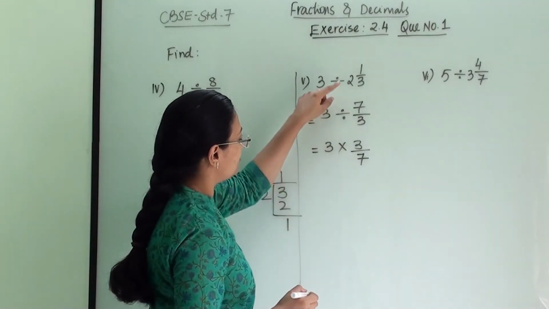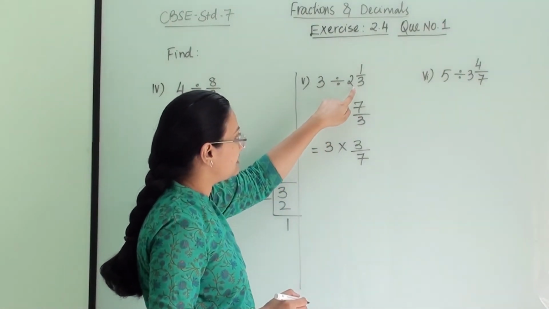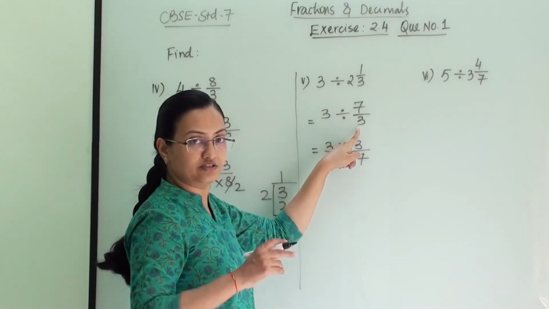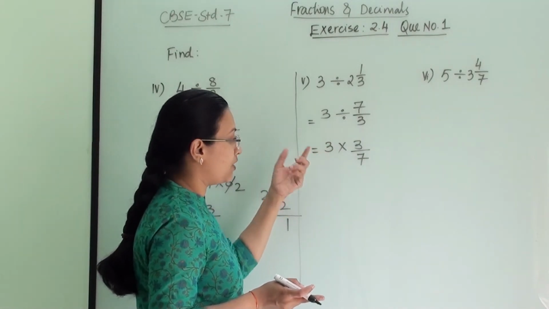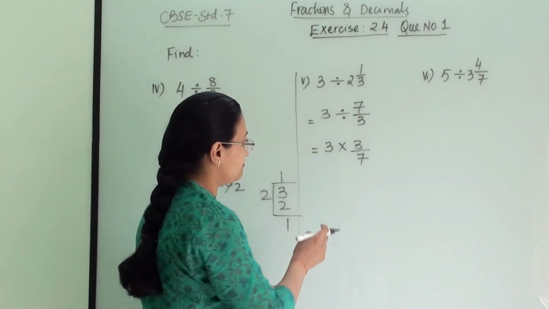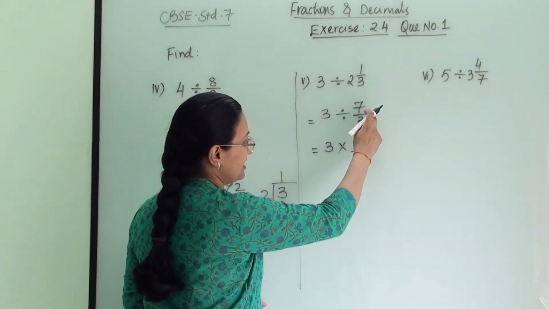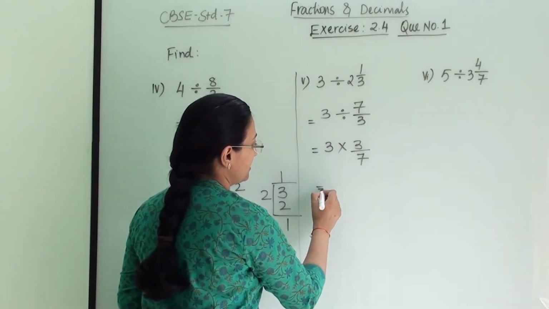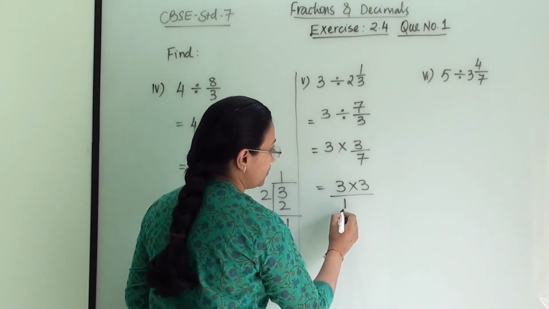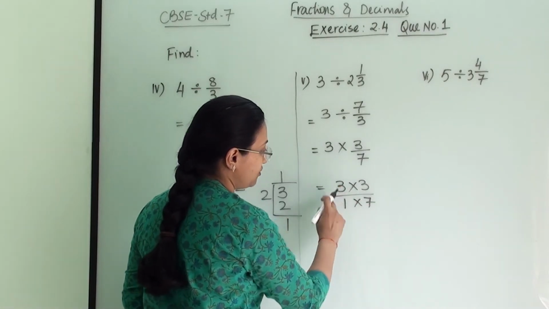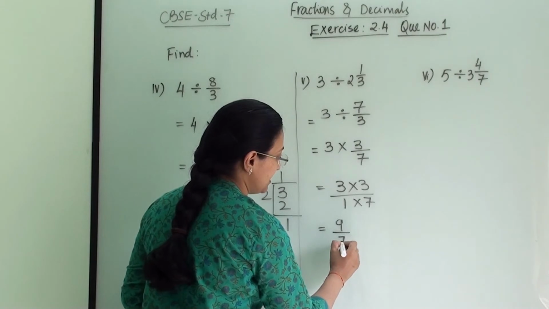What we have done here, we have done one step extra. Here they have given the mixed fraction and we have converted that into an improper fraction. And then in the next step we follow the division as before. We have converted this division sign into multiplication sign and then we have taken the reciprocal. Now let us multiply this, that 3 into 3 divided by 1 into 7. We cannot reduce anything here. So this is going to be 9 divided by 7.